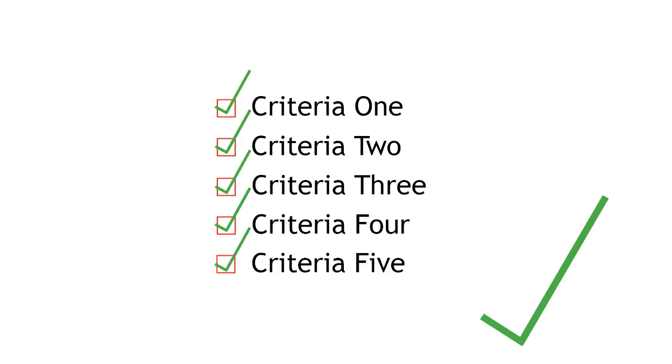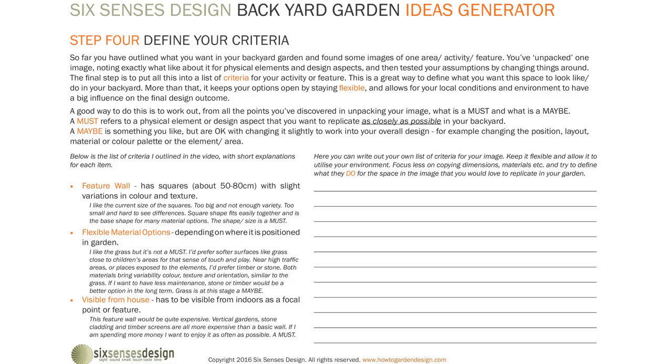On the other hand, if you have ticked all the boxes and you think the space works quite well, then you can leave it for now, comfortable in the knowledge that you followed all the rules you set for yourself and the space should work the way you want it to, based on the image or images and ideas you unpacked earlier on. So as you can see on this cheat sheet, I've provided an example of my criteria for my feature wall based off my selected image.